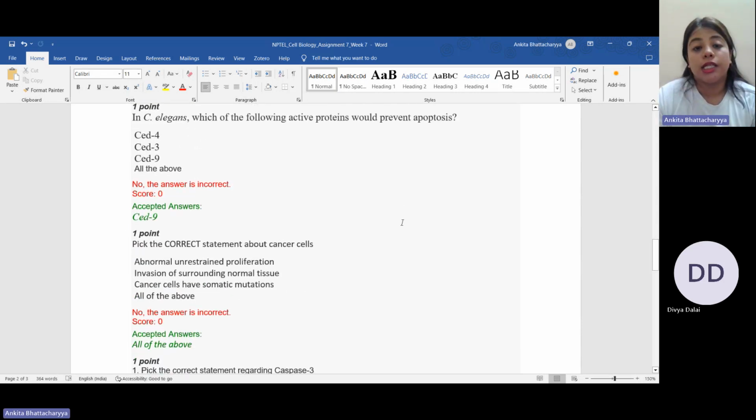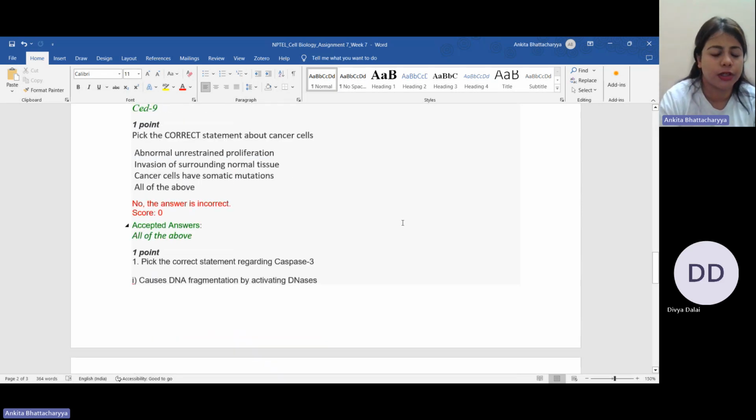In C. elegans, which of the following active proteins would prevent apoptosis? SED4, SED3, SED9, or all of the above? If you went through the lectures, you would see that there was a comparison drawn between C. elegans and the human or mammalian genes that we are familiar with, and how they can be considered analogous with respect to caspases. Among them, the inhibitor or preventer of apoptosis was SED9. Again, a very direct question, so you just have to go through the lecture notes carefully. SED9 is responsible for the prevention of apoptosis.